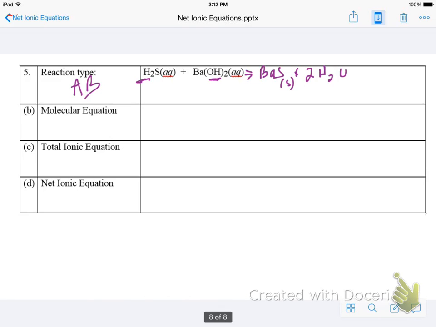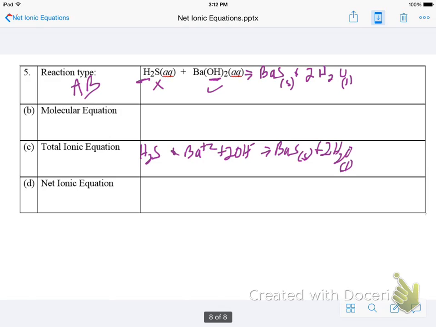So H2S, it's a weak acid, so I am not ionizing that. Barium hydroxide, strong base, I'm ionizing that. Barium sulfide, it's a solid. There's nothing soluble there. And this is a liquid, it's a molecule, so I'm not going to separate that. So I write my total ionic equation. I have H2S plus barium plus 2 hydroxides. And I get BaS, and that's a solid, plus 2 waters, and that's a liquid.